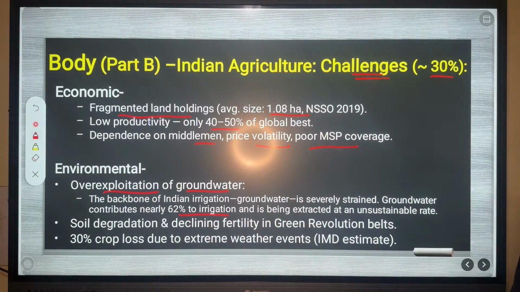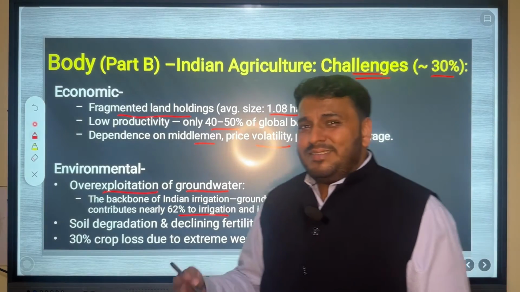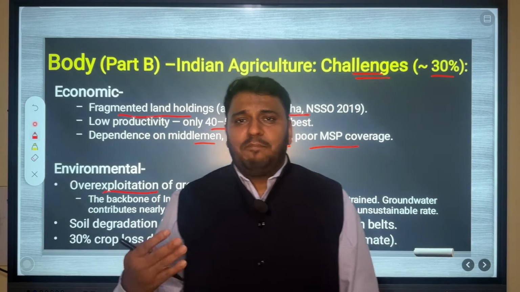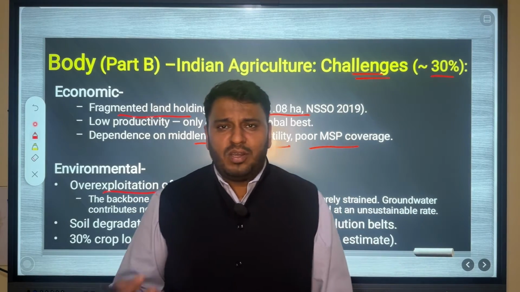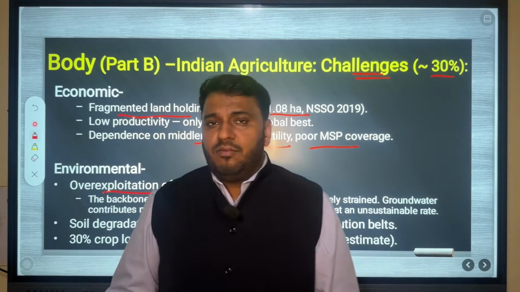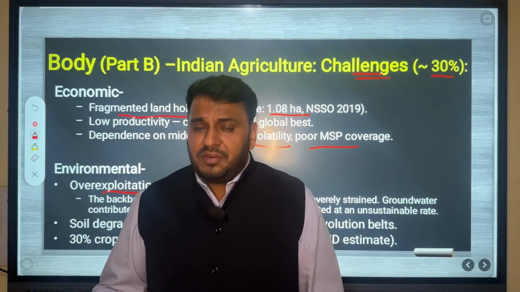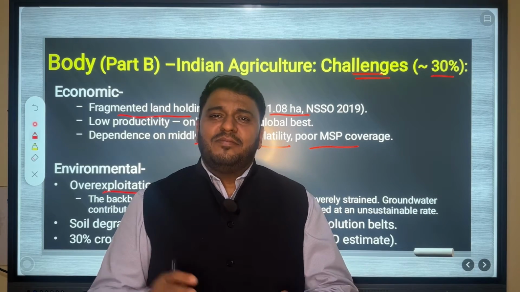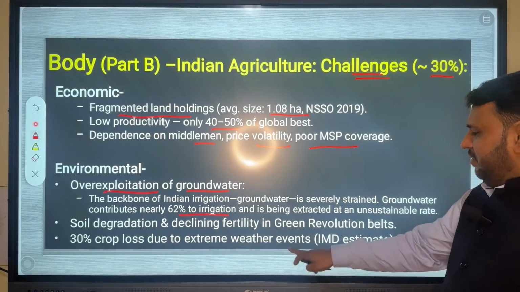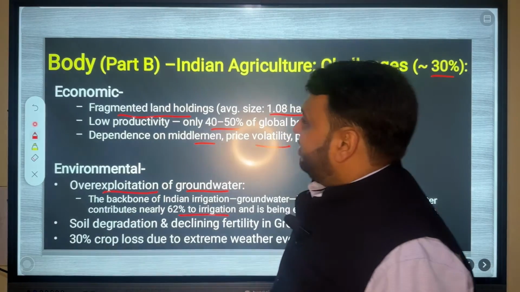Soil degradation and declining fertility in green revolution belts due to over-exploitation of water intensive crops. You can see water intensive crops like rice being grown in states like Punjab, Haryana, Western UP, where there is lack of water. Rather, some dry crops could be a better solution, but due to being in the green revolution belt and a proper channel of MSP procurement and other infrastructure available, these areas have seen massive production of rice. Similarly, 30% of crop loss due to extreme weather events still exists as per IMD estimates. So we have to reduce this vulnerability. Okay, next.